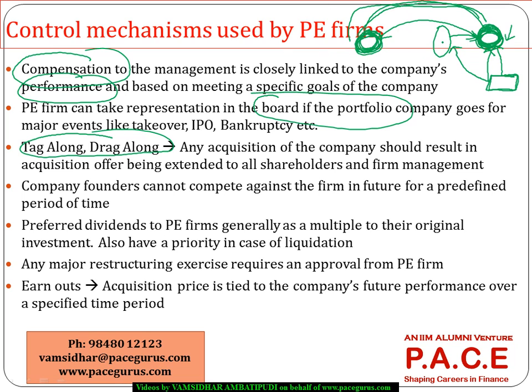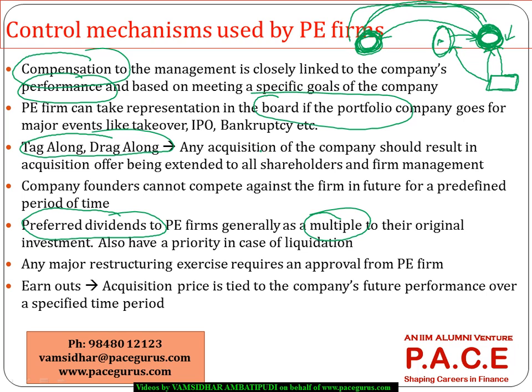Then, from the return standpoint, the private equity firm tries to invest in the form of preference shares. Most of the time, PE investments are in the form of preferred dividend or preference shares, for which they typically receive preference dividends. Also, in case of any liquidation, they have priority over the original investors or over the management, because they are investing in the form of preference shares. Generally their preferred dividend is also fixed, which would be some kind of a multiple of their original investment.